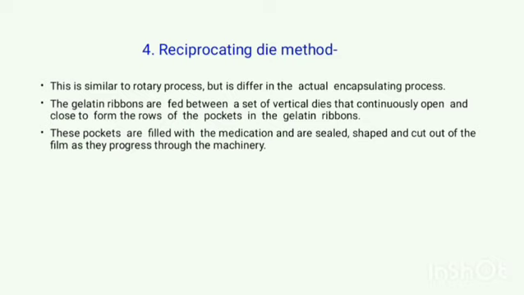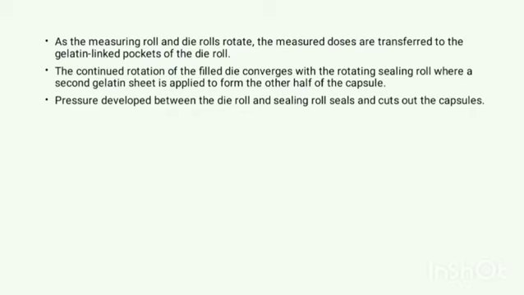These pockets are filled with the medication and are sealed, shaped, and cut out of the film as they progress through the machinery. As the measuring roll and die rolls rotate, the measured dosages are transferred to the gelatin-lined pockets of the die roll. The continued rotation of the filled die converges with the rotating sealing roll, where a second gelatin sheet is applied to form the other half of the capsule. Pressure developed between the die roll and sealing roll seals and cuts out the capsule.